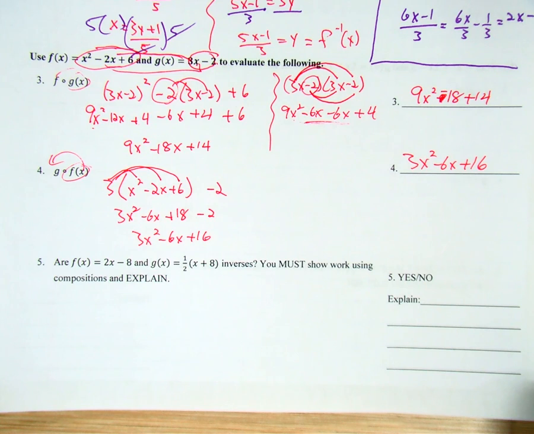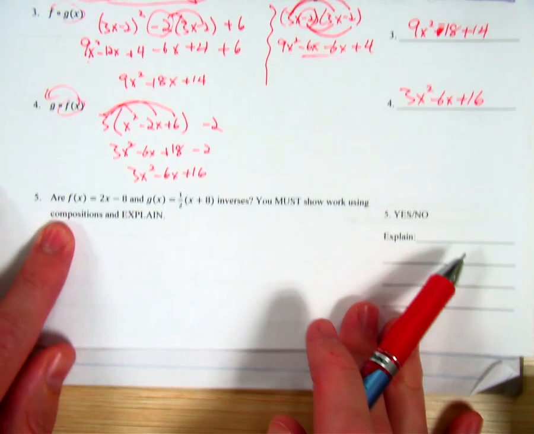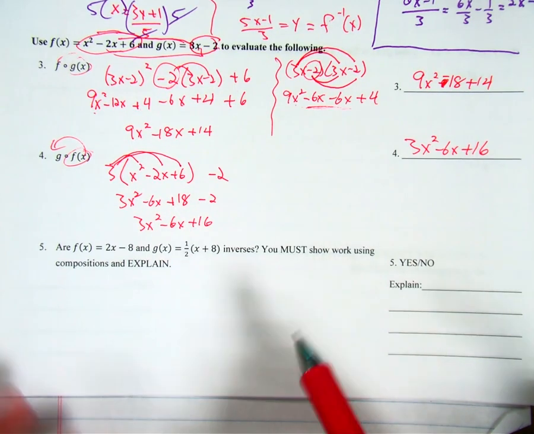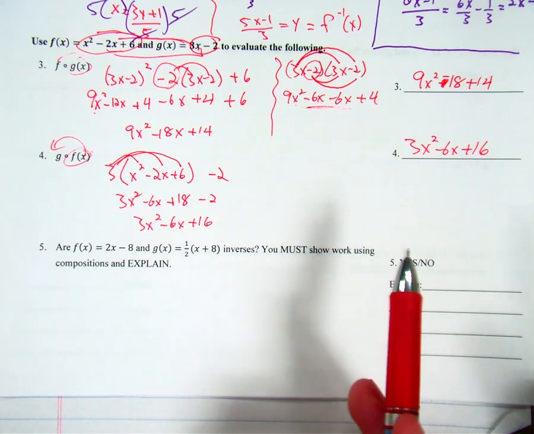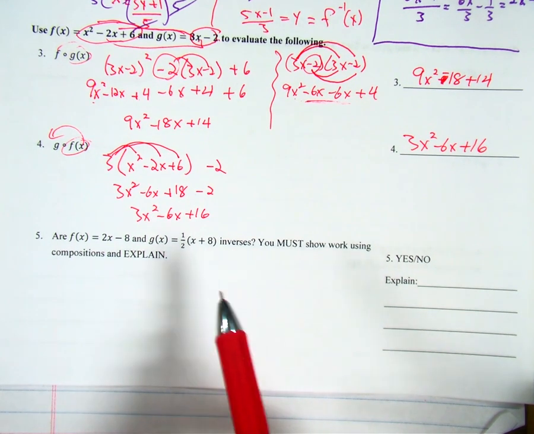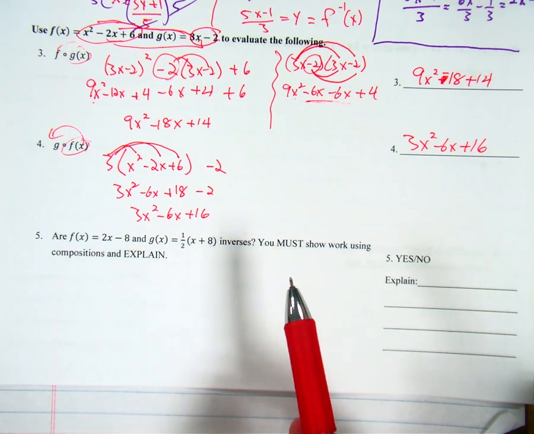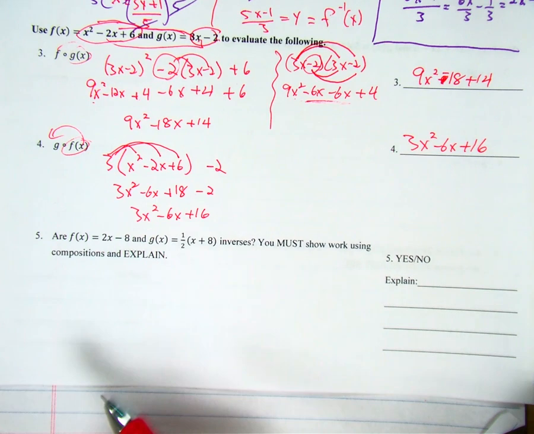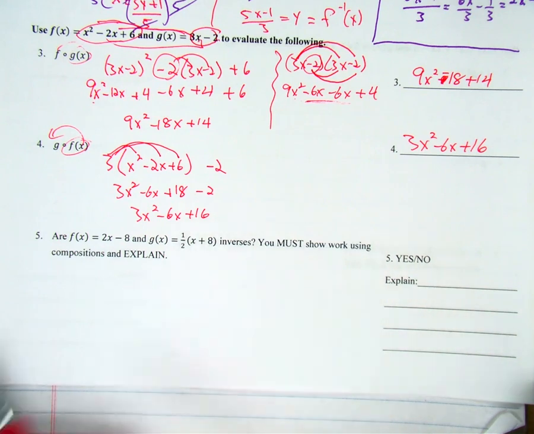All right, last one for us today. Are they inverses? Must show work using compositions and explain. Okay? So, we're going to do f of g and g of f. It has to work both ways. It has to simplify down to x both ways for them to be inverses. As soon as it doesn't work one time, not inverses. So if the first way doesn't work, you don't have to do the second one. They're not inverses. If the first way does work, now we have to check the second way, and if it does work again, then they are.